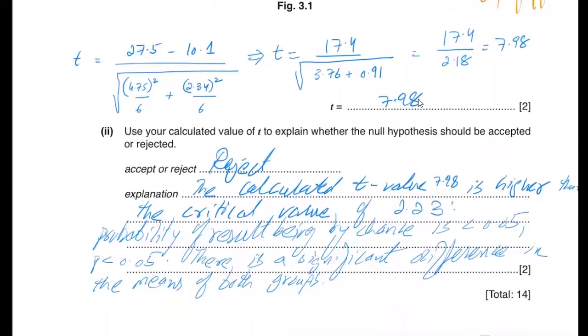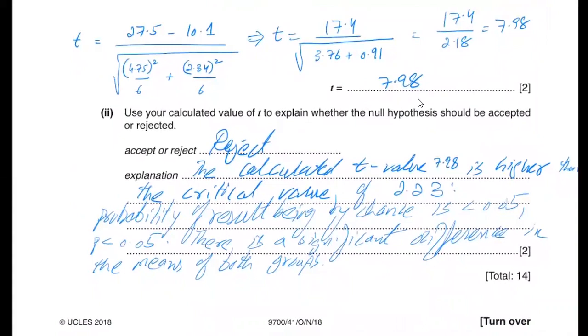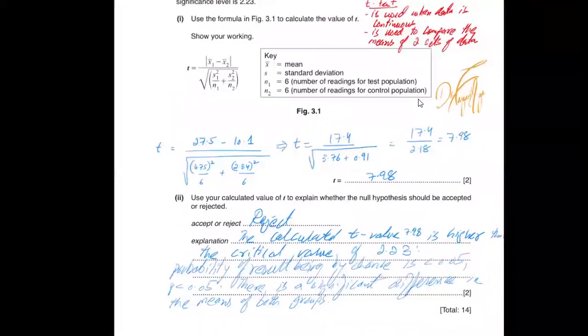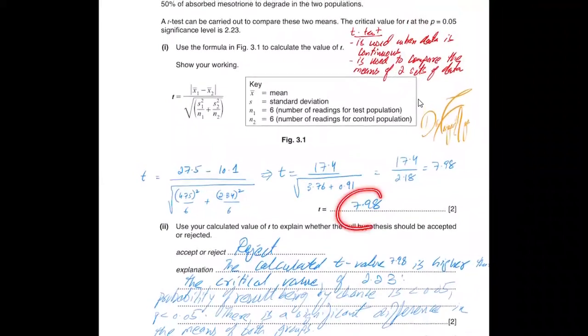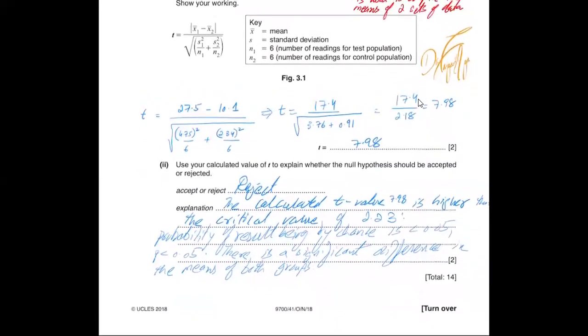So what does this lead us to? They are asking us to use the calculated value of t to explain whether the null hypothesis would be accepted or rejected. Whenever the calculated value of the t-test is larger than the critical value, the critical value given to us was 2.23 and our t-test value was 7.98, we reject the null hypothesis. And we say that the difference is significant and it's not by chance. So we reject the null hypothesis.